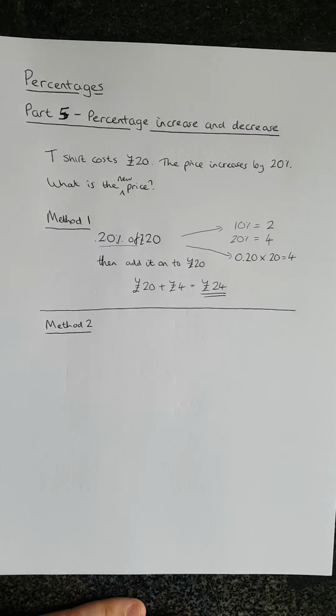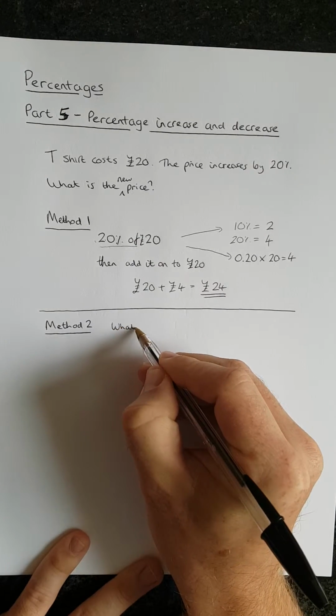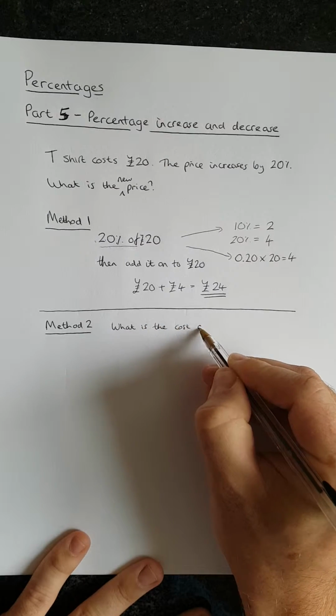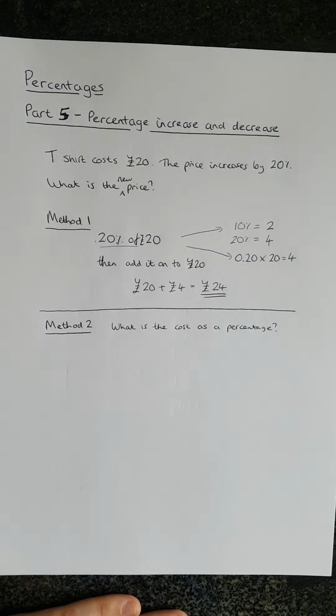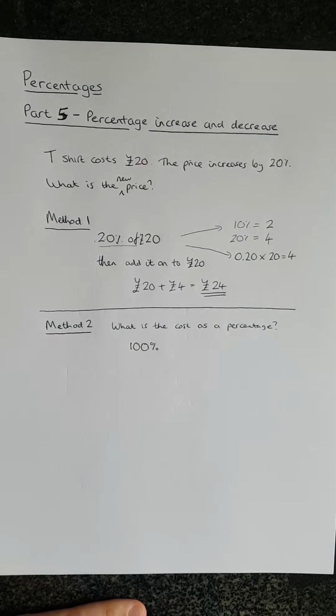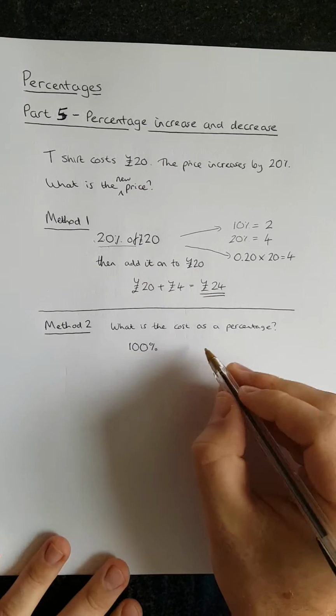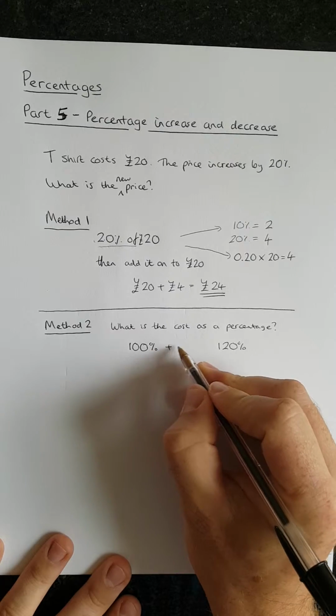So, let me slightly rephrase the question for you here. After the t-shirt increases by 20%, what does it now cost? What is the cost as a percentage? If you remember from previous, the original cost is 100%. So what is the new cost after the increase? Well done if you thought it was 120%.